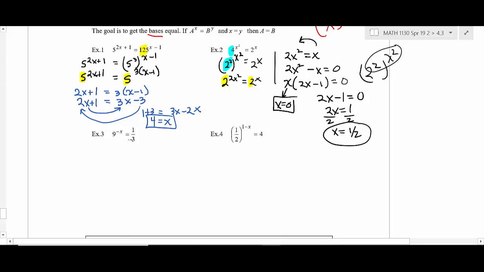Okay, so this one, notice we have a 3 and a 9. So what are you going to do with the 9? What are you going to change it to?